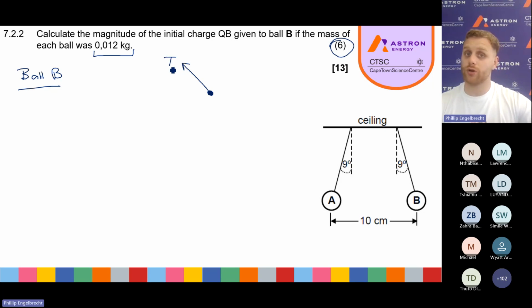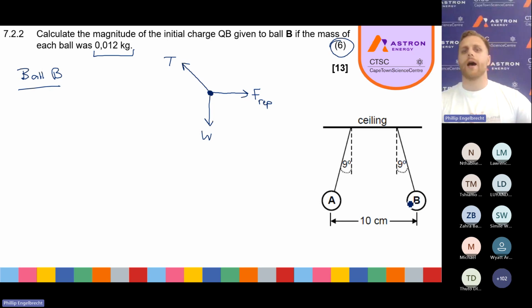There, that's the tension on the rope. Ball B has some sort of a weight because they've told me this is the mass of ball B. And finally, it's there. What's that? That's the force of repulsion. That's pushing ball B away.